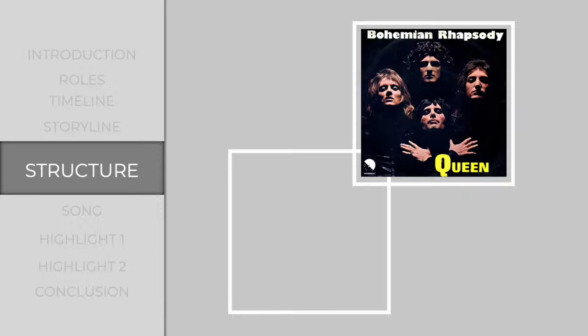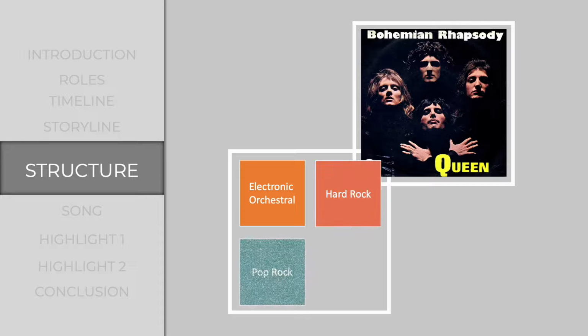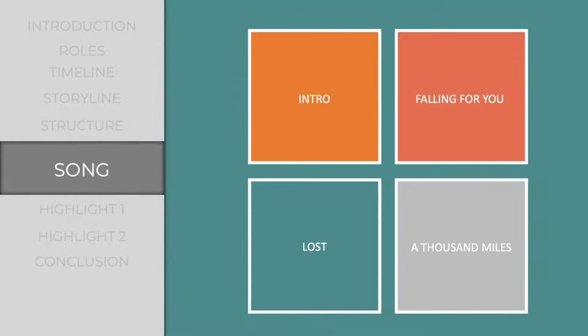The 4 genres of my piece include electronic orchestra, hard rock, pop rock, and soft pop. These are the titles for the 4 sections of the piece. I'm now going to go through some musical highlights of the composed song.